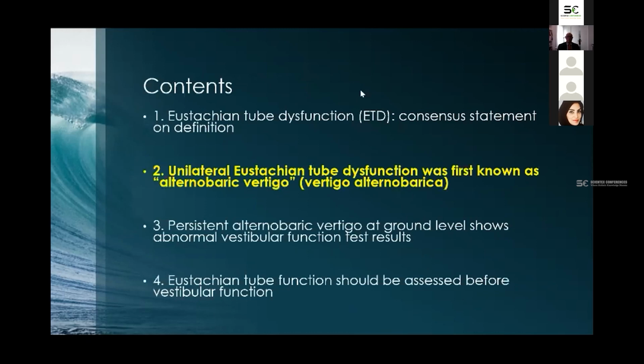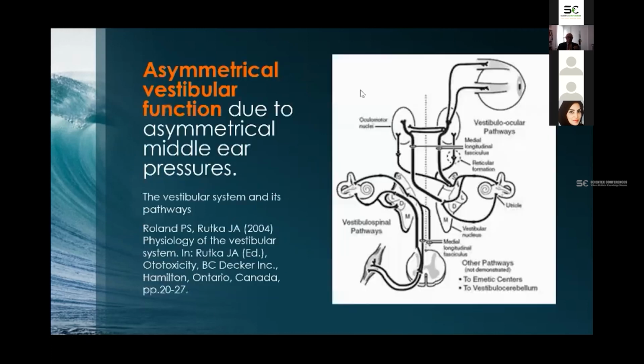Moving on, we'll now look at the early introduction of unilateral Eustachian tube dysfunction, which was first known as alternobaric vertigo. Alternobaric vertigo, ABV, results from unequal pressure between the middle ears and is usually caused by bilateral middle ear pressures changing at different rates, causing the brain to erroneously perceive the difference as movement.